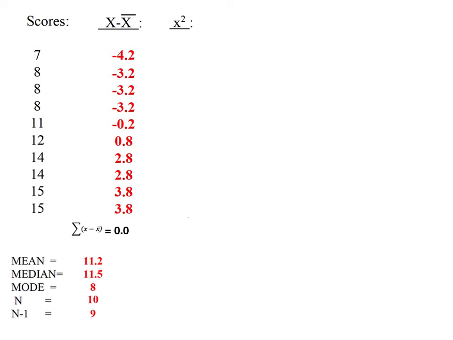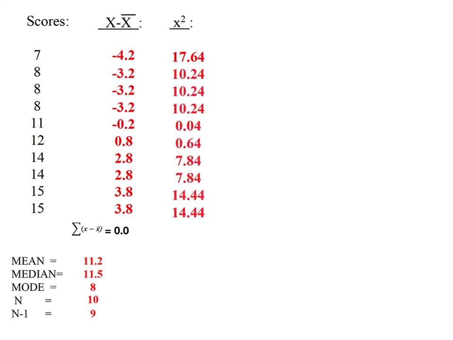So, with the first student, he has a raw score of 7, a deviation score of -4.2, and a squared deviation score of 17.64. Now we do this with every other deviation score in the dataset. The answers for the remaining students appear on this slide. Once you have squared all of the scores, you simply add them up. That gives us the sum of the x's that we will use to calculate the standard deviation.